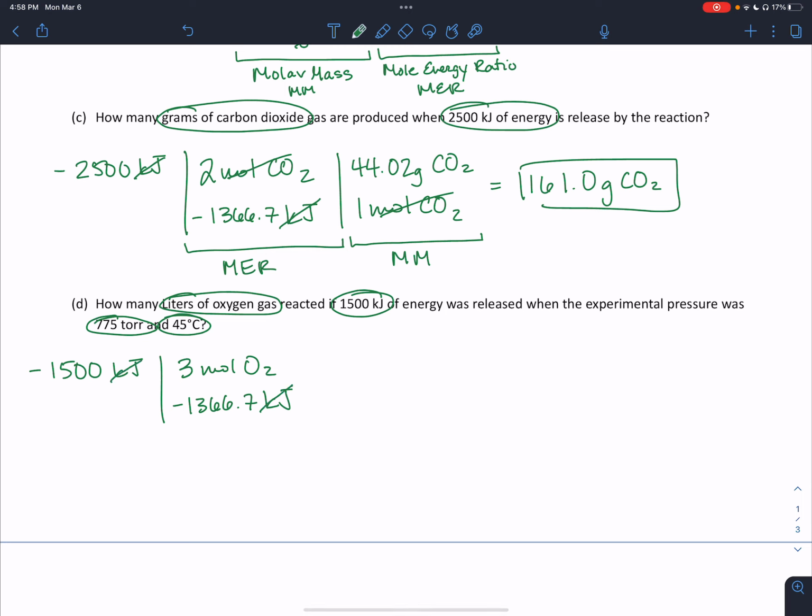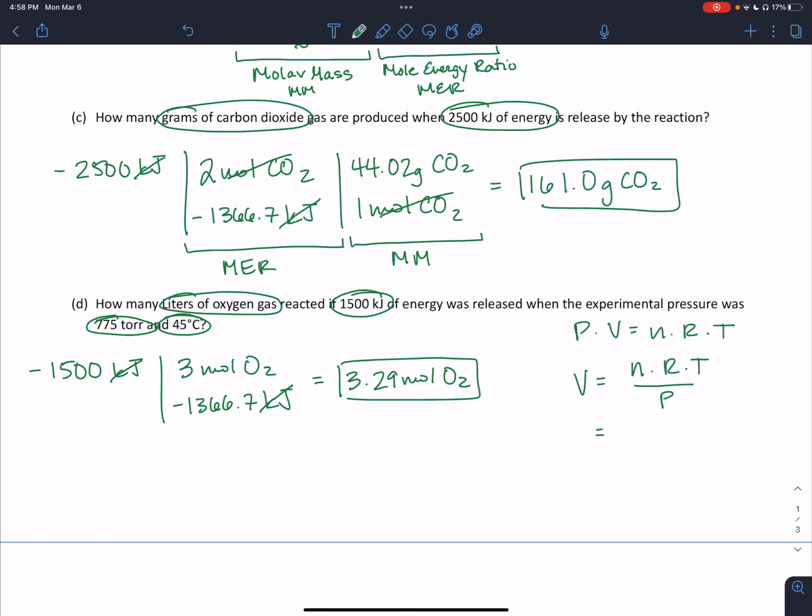So I'm going to cancel my kilojoules and I'm going to determine the moles. And I get 3.29 moles of O2. All right, so that's how many moles of O2 were used. And then I'm going to use PV = nRT, but I'm going to solve for V. So that's going to be nRT over P.